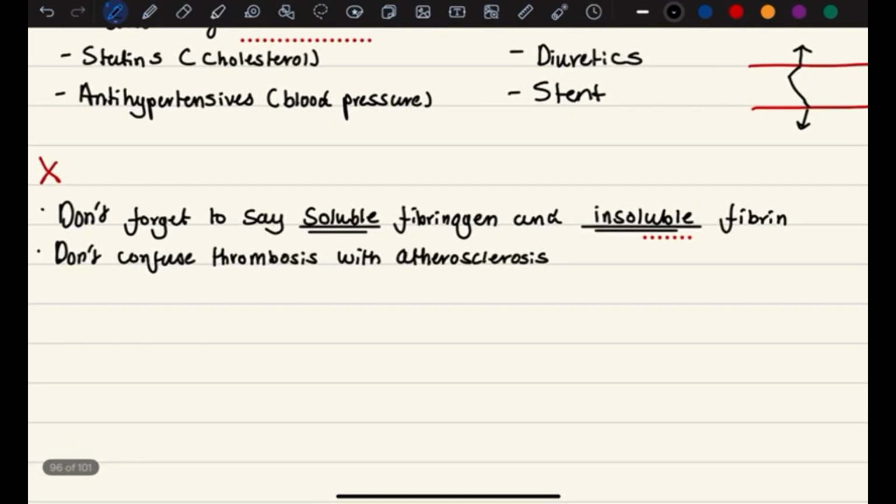What do you not want to do? Don't forget soluble fibrinogen and insoluble fibrin. I know it wasn't in the marks we had in this question, but I promise you they do really look for it. And my teacher was definitely stressing it. Say soluble fibrinogen and insoluble fibrin. So just make sure to do that. And also, something that some people do, especially when you get into year 13, a lot of people do confuse thrombosis and atherosclerosis. So just make sure that you constantly remind yourself of which is which.